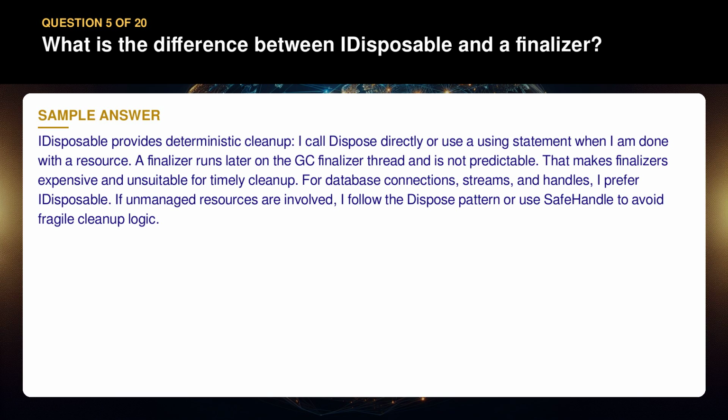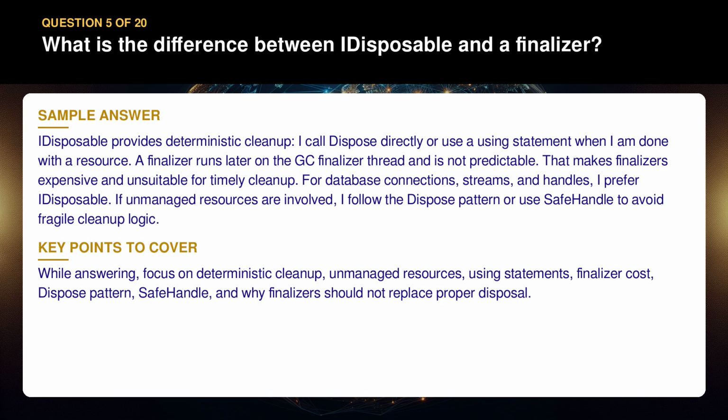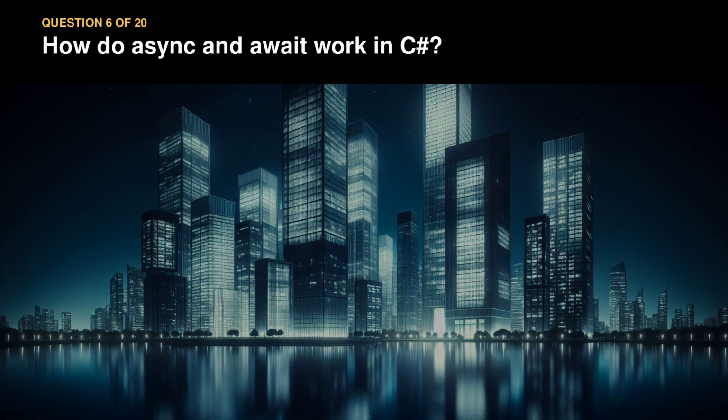For database connections, streams, and handles, I prefer IDisposable. If unmanaged resources are involved, I follow the dispose pattern or use SafeHandle to avoid fragile cleanup logic. While answering, focus on deterministic cleanup, unmanaged resources, using statements, finalizer cost, dispose pattern, SafeHandle, and why finalizers should not replace proper disposal.